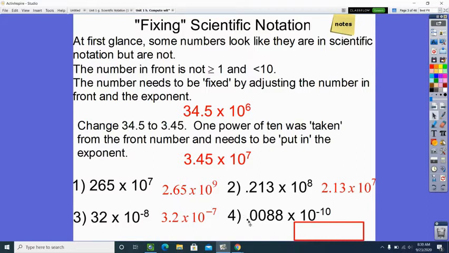When we get to number 4, man, we've got to move that decimal. Around the 0, that's 1. Around the 0, that's 2.